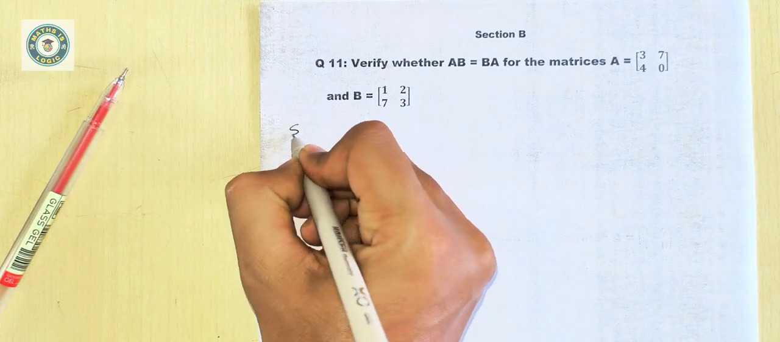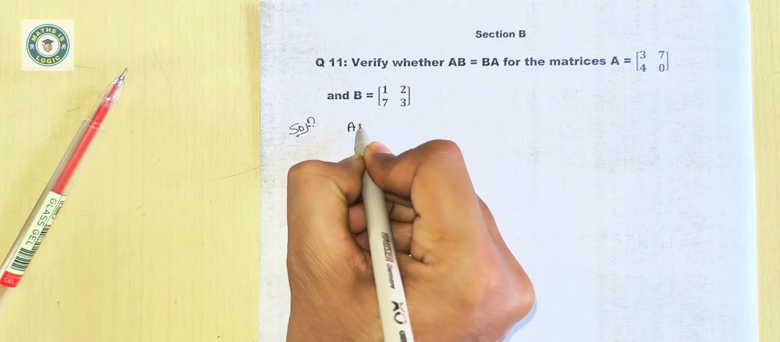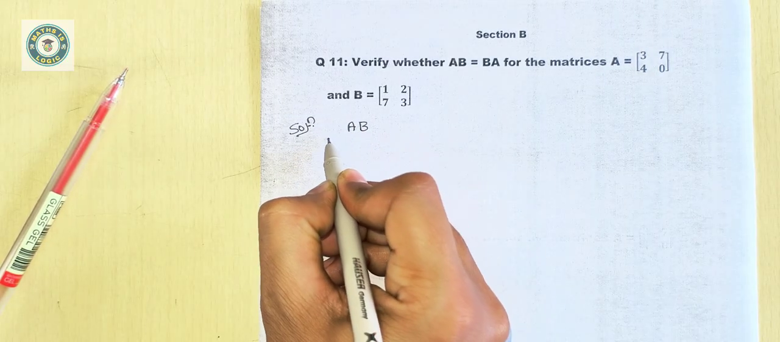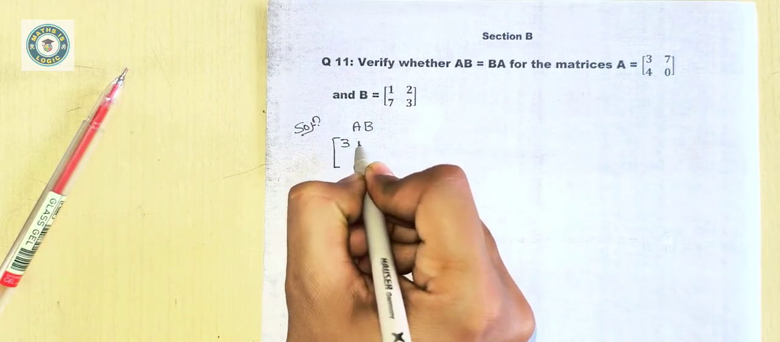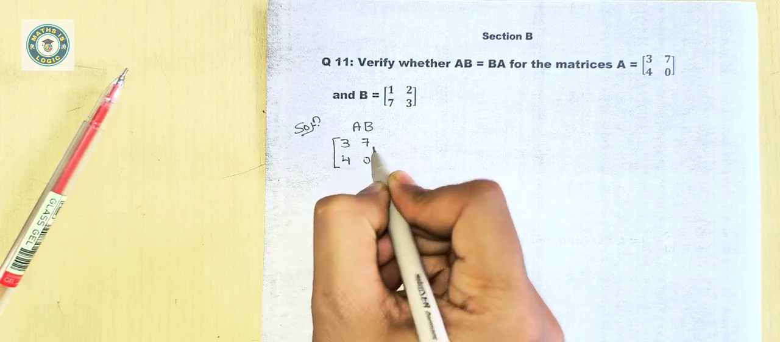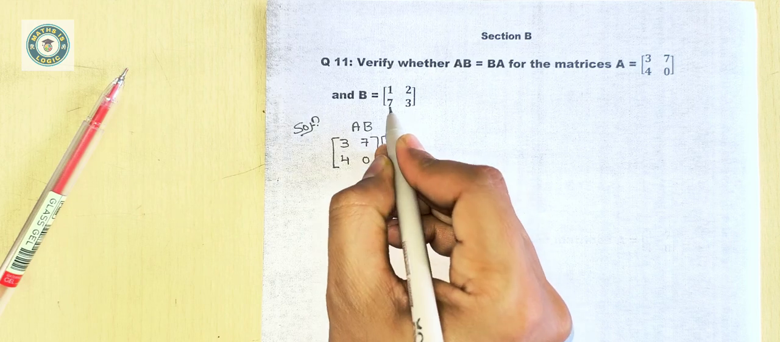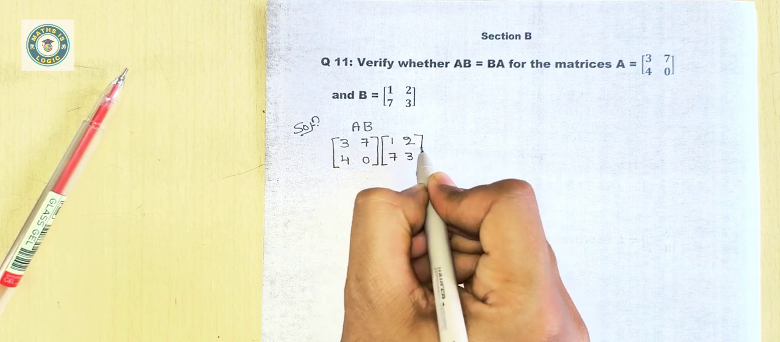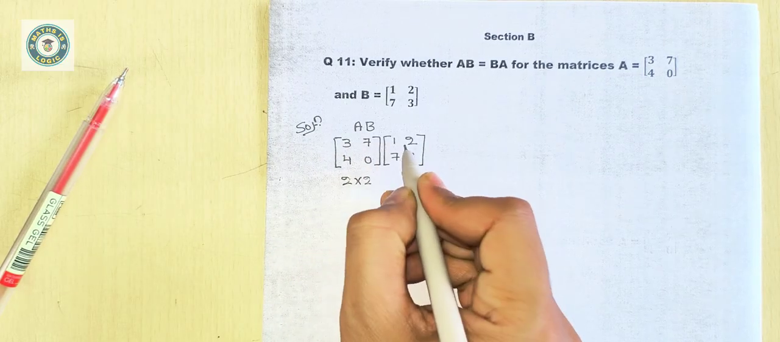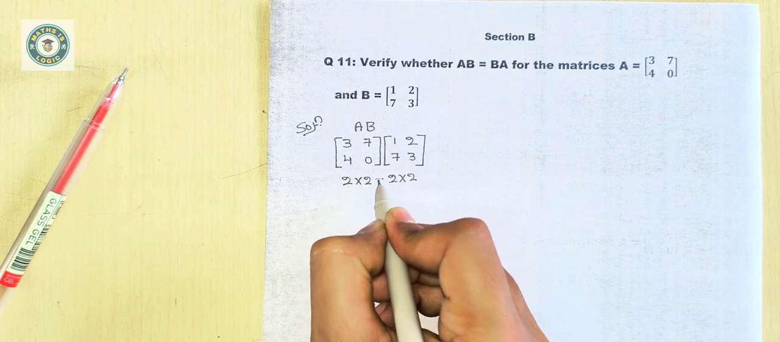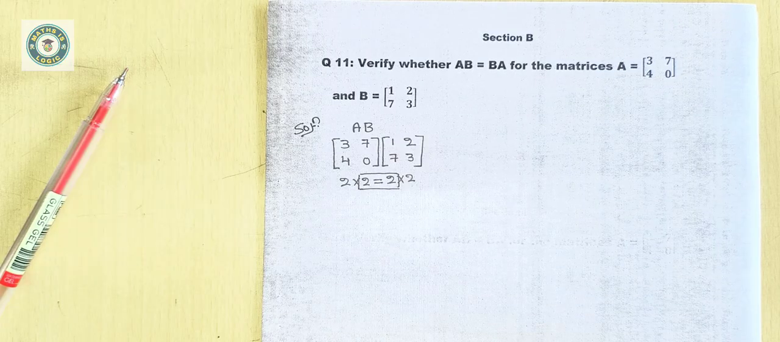For that, in the solution, first the AB value. Write A and B. The A matrix is [[3, 7], [4, 0]], multiplied by the B matrix [[1, 2], [7, 3]]. The A matrix order is 2 cross 2 and the B matrix order is 2 cross 2. Therefore, these two values are equal, so matrix multiplication is possible.